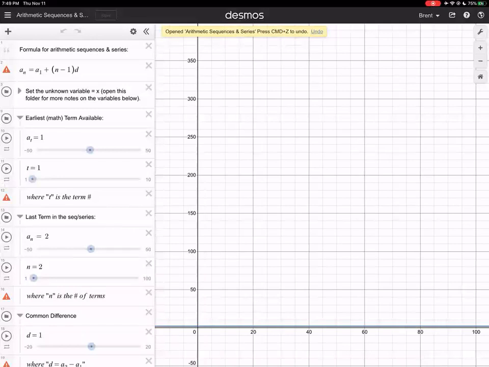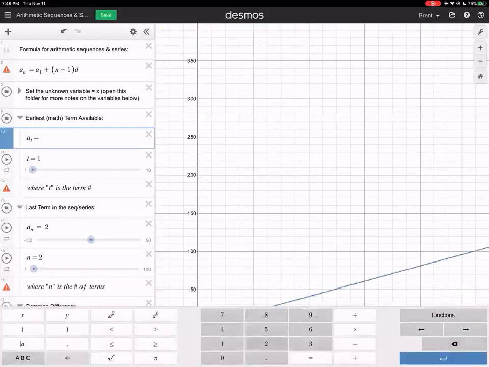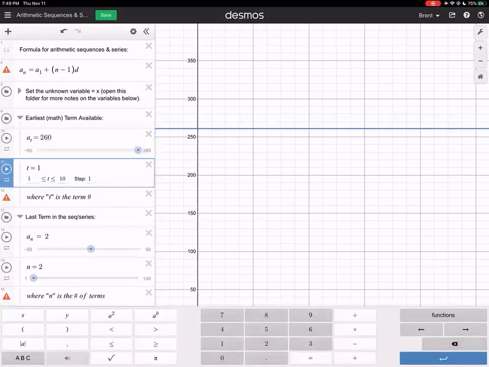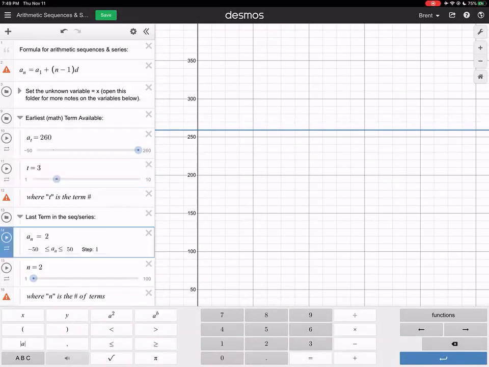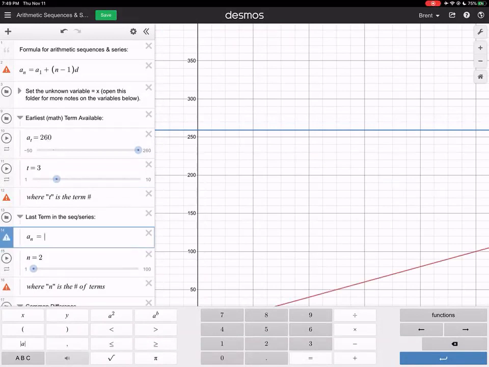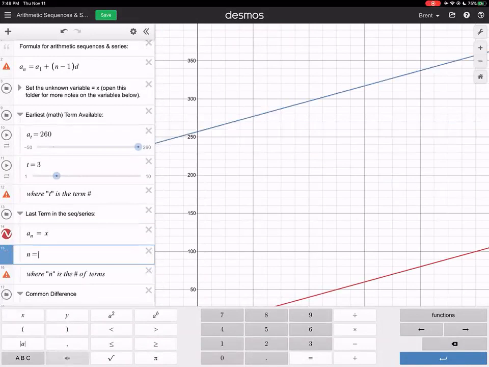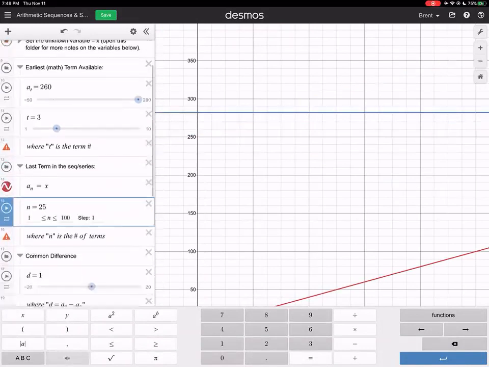But you could type in here, the first value they gave us was 260, but it was the third term. So you'd say t is 3. That's saying that the third term, at, where t is 3, so a3 is 260. And you'd put in the last term here, which we don't know the last term. So that would be an x. But we do know there's going to be 25 of them. And the common difference was 5.